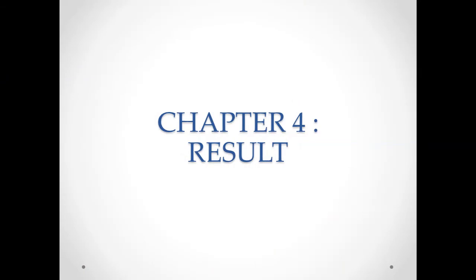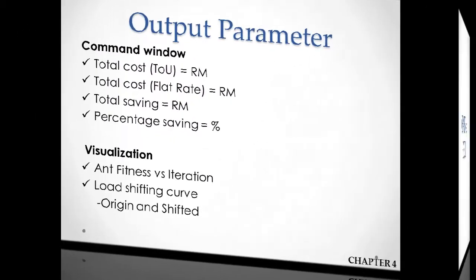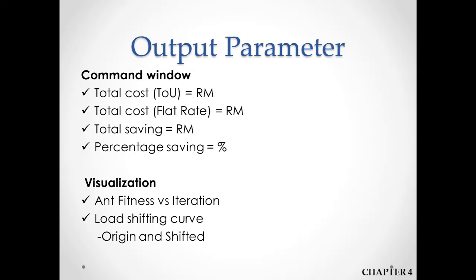Chapter 4, Result. This chapter will present the output obtained from the simulation process. First, the program will give the output in command window form and visualized form. The parameters are the TOU cost, flat rate cost, and the total saving percentage. The graphic form is the end fitness versus number of iterations graph and the baseline load profile with the best shifted load profile that has been proposed by the SEO.